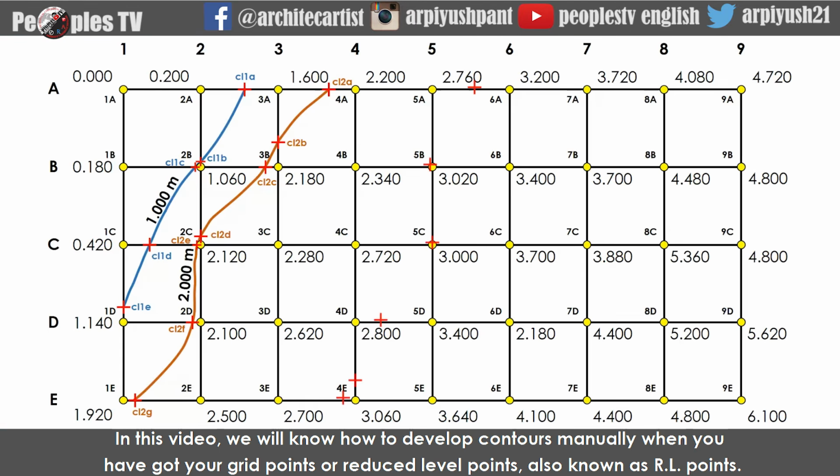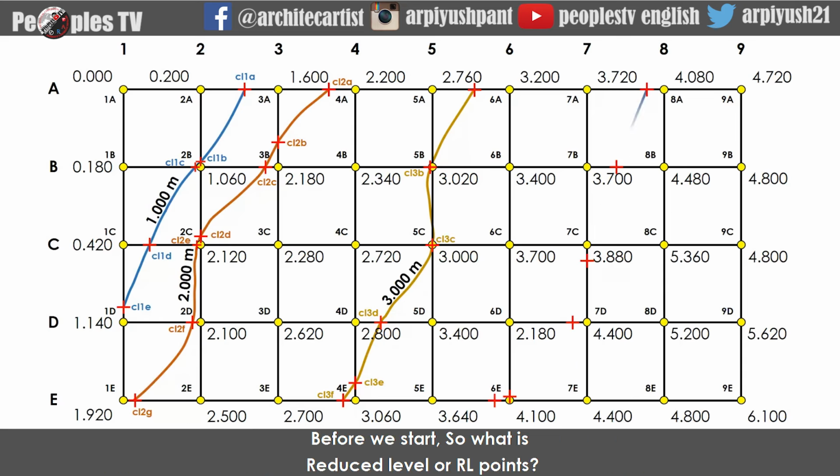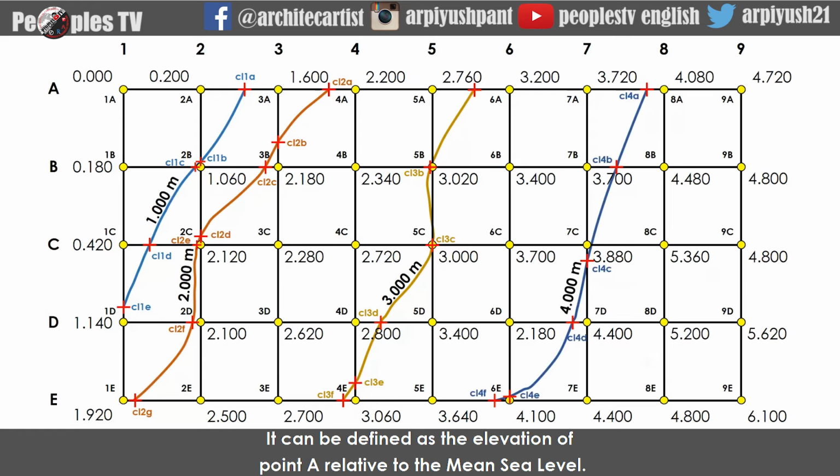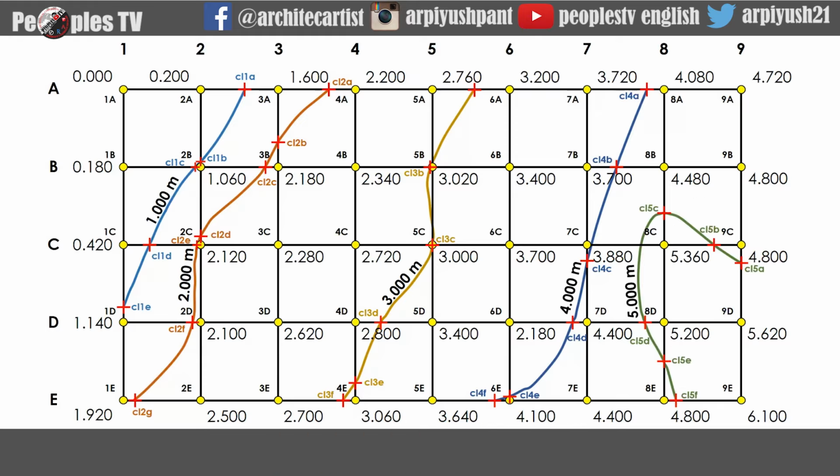In this video, we will know how to develop contours manually when you have got your grid points or reduced level points, also known as RL points. Before we start, what is reduced level or RL points? It can be defined as the elevation of point A relative to the mean sea level.